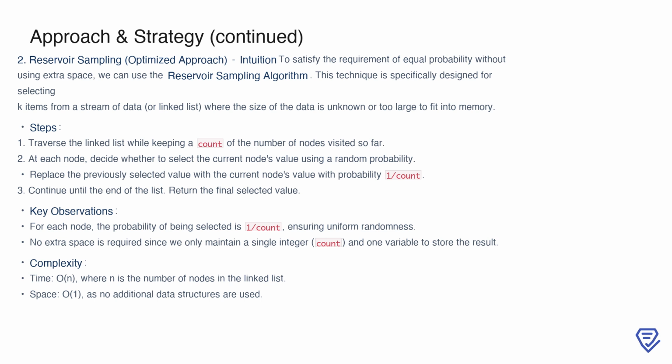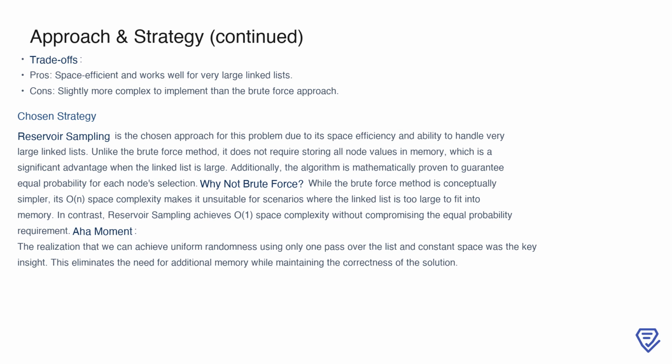The key advantage of this algorithm is that it guarantees uniform randomness while using constant space, as it only keeps track of the current count and the selected value. This makes it a highly efficient solution for large linked lists, with a time complexity of O(n) and a space complexity of O(1). Reservoir sampling stands out for its space efficiency and its ability to handle very large linked lists seamlessly. Unlike the brute force method, it does not require storing all the node values, making it an excellent choice when working with memory constraints. However, it is slightly more complex to implement compared to the brute force approach.